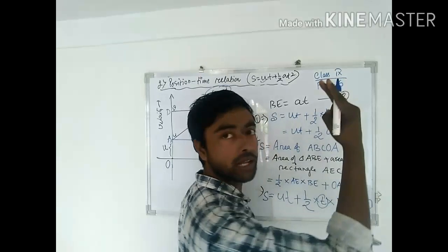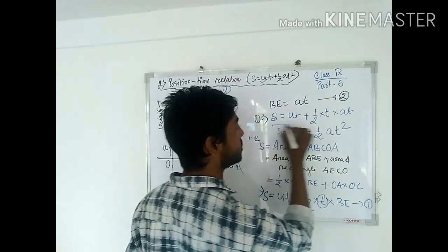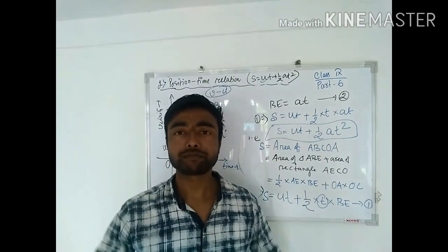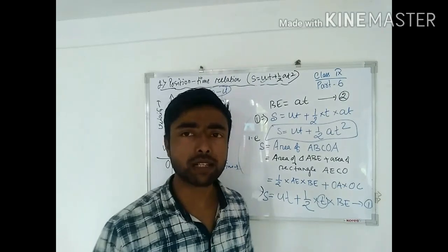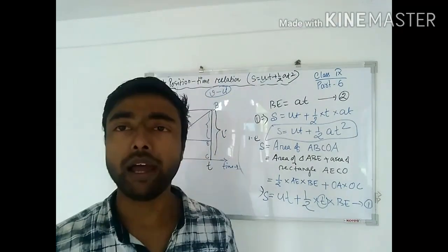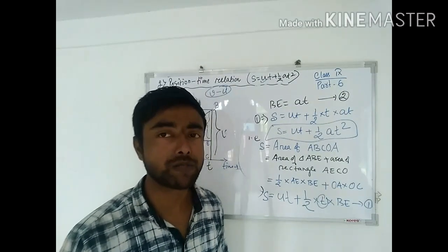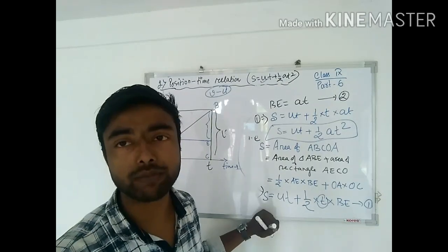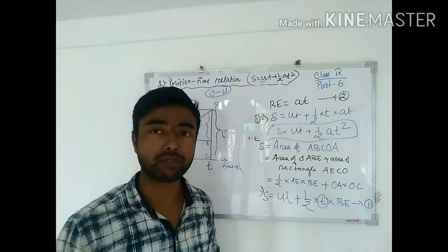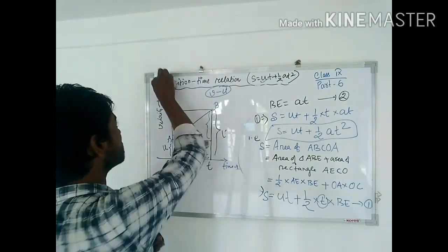T कितना है? 2 है ना, तो T स्क्वायर होगा. So T into T will be T square. So S is equal to UT plus half AT square. So this is how we have calculated the distance traveled by the object in case of uniformly accelerated motion. If the motion is uniformly accelerated and it is linear, we can easily calculate the distance traveled by finding out the area of the shaded portion, the portion that is bounded by the graph. वो portion कौन bound कर रहा है? The graph. Done. So now third equation.